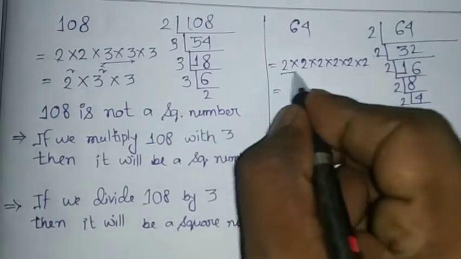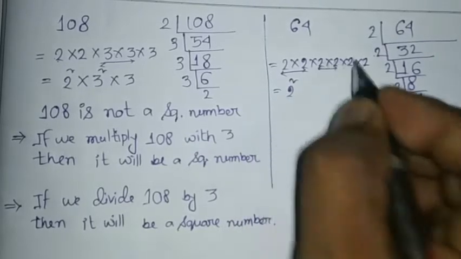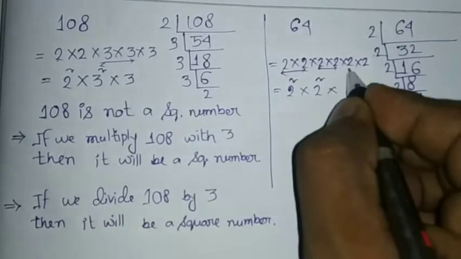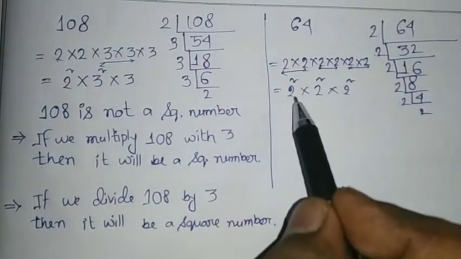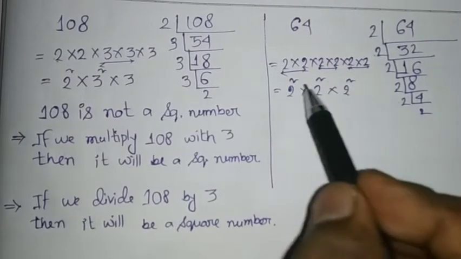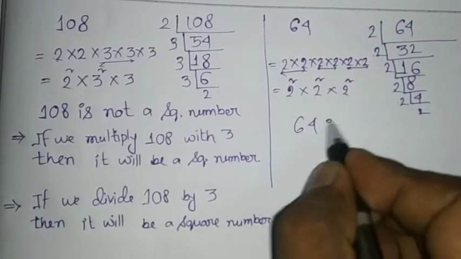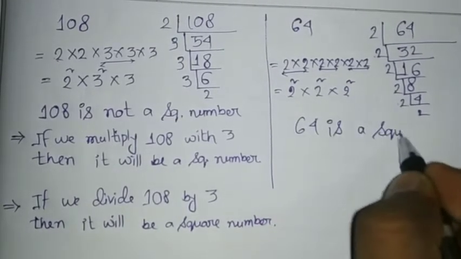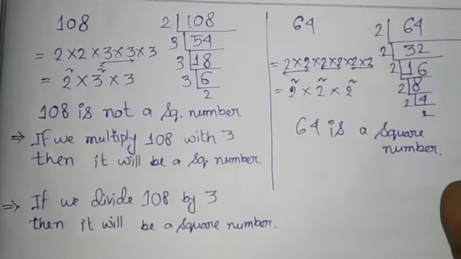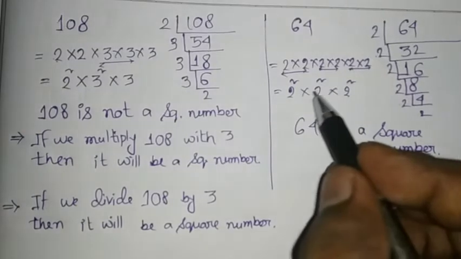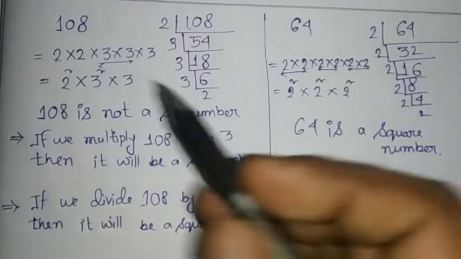Now look, using these two pairs I can write 2 square. Again using this 2 I can write 2 square. Again using this 2 I can write 2 square. Now look, here in this case all the numbers are in square format or in pairwise format. That means 64 is a square number. So we don't need to multiply or divide it because all the numbers present are in square or pairwise format. So I hope all of you understood this one.